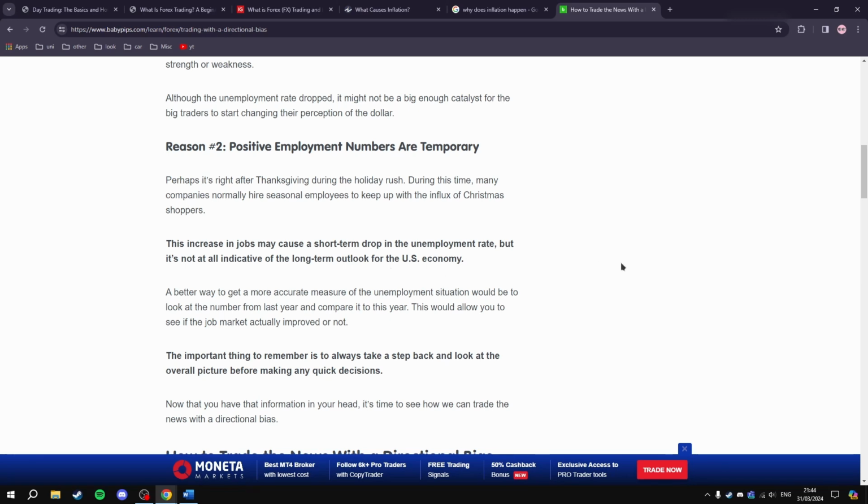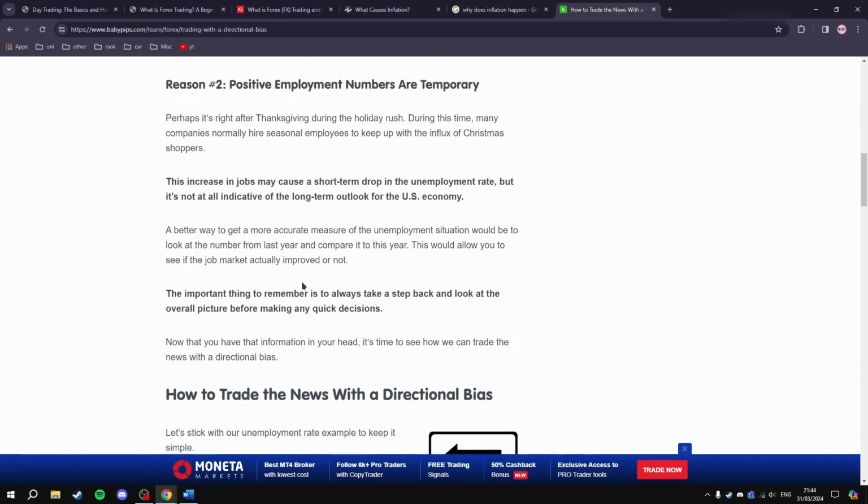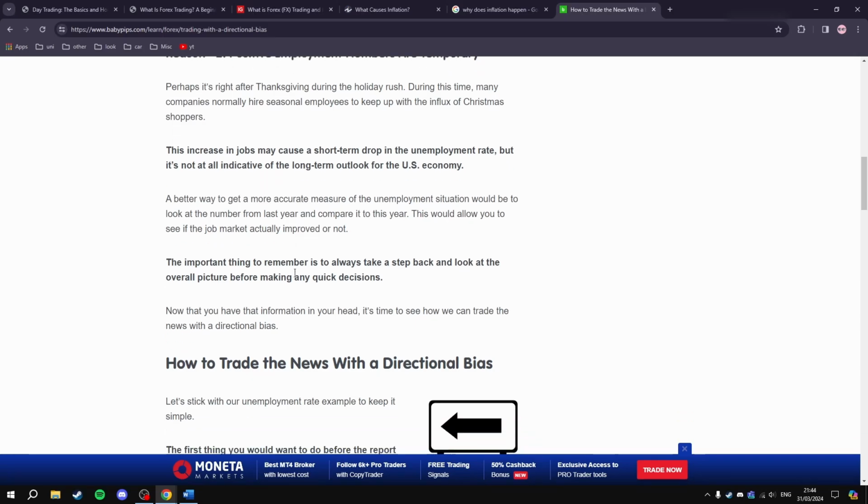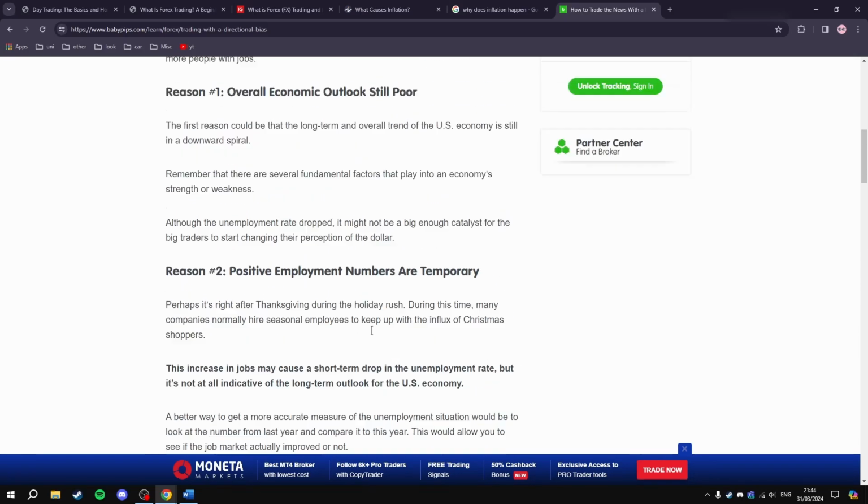A better way to get a more accurate measure of the unemployment situation would be to look at the number from last year and compare it to this year. This would allow you to see if the job market actually improved or not. The important thing to remember is to always take a step back and look at the overall picture before making any quick decisions. Now that you have the information in your head, it's time to see how we can trade the news with a directional bias.